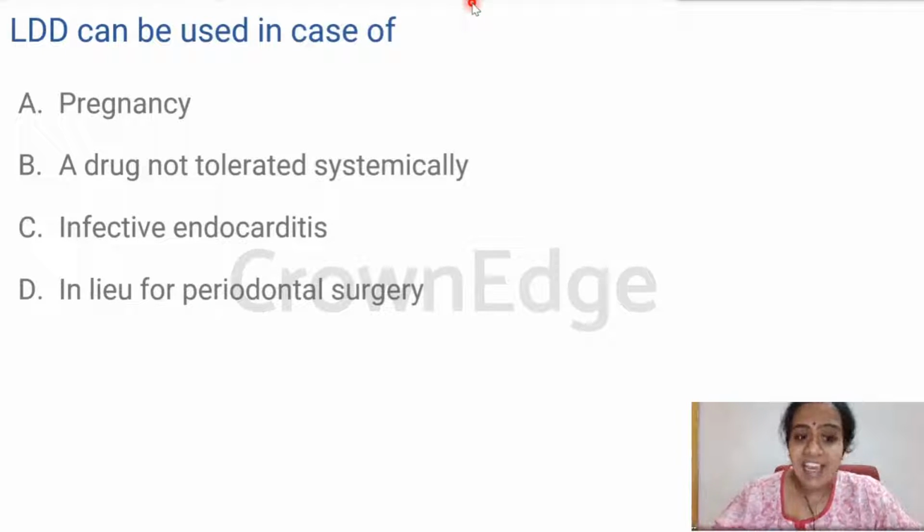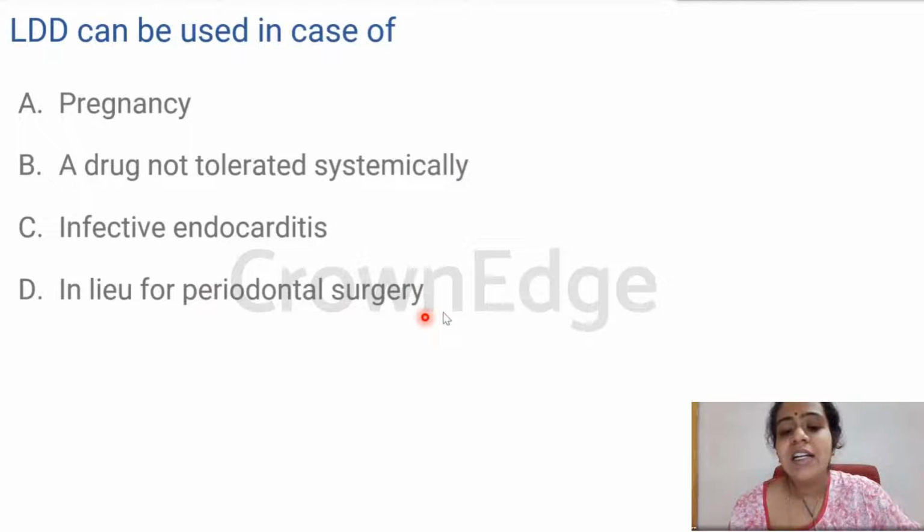So when I say this, it means that D is not the answer. The correct answer ideally for this would be B, a drug not tolerated systemically. Since we already know why D is not the answer, similarly, generally for any agent or drug, we will be very doubtful or careful when we give it to a person who is pregnant or lactating. So obviously A is another thing that we should be a little wary about. So let us not give.